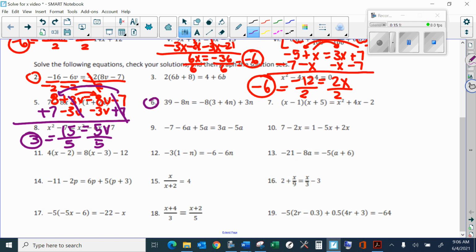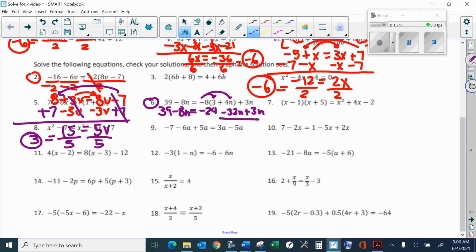Now, let's say here, there is no common term in each one, so I'm going to go ahead now to use distributive property. So I now have negative 24 minus 32n plus 3n, 39 minus 8n. I combine, next step after distributive properties, I combine like terms.